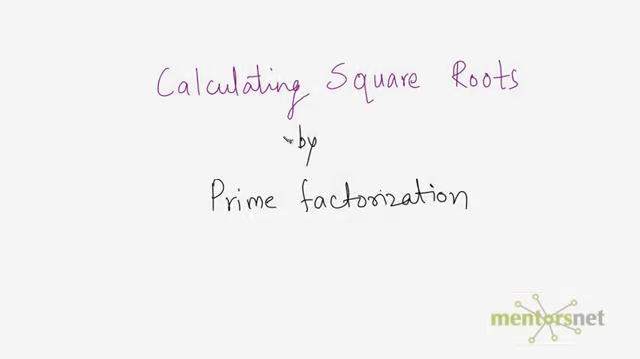In this video, we will be learning a method of calculating square roots with the help of prime factorization. And as always, we will do this with the help of an example. Let us take the square root of 2025. We all know that any number can be expressed as a product of its prime factors. So first of all, let us calculate the product of prime factors of this number 2025.